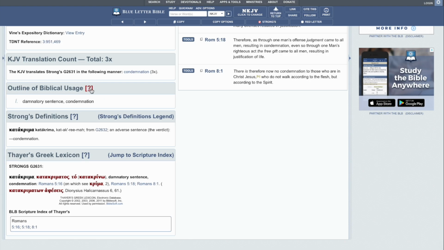But for the most part, enjoy doing your study with this. This will tell you the total count. It is used 3 times, and every single time it's used as condemnation. Here, let me grab a different word, and I'll show you that it'll do this a little differently.